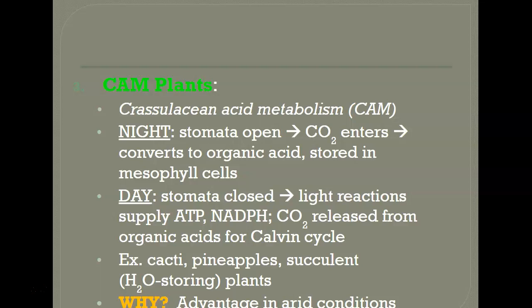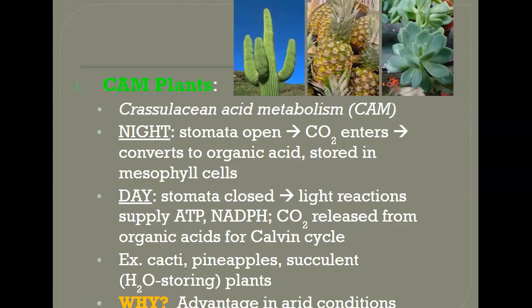So the light reactions will start to take place, and the cell itself can use its stored CO2 to make this overall reaction happen. The light reactions during the daytime will supply the necessary energy, and the cell uses the carbon dioxide stored from the night before, and that's what will then fuel the Calvin cycle. A lot of cacti do this, succulents, pineapples do this. Pretty much the things that need to store water would also be good at storing carbon dioxide.